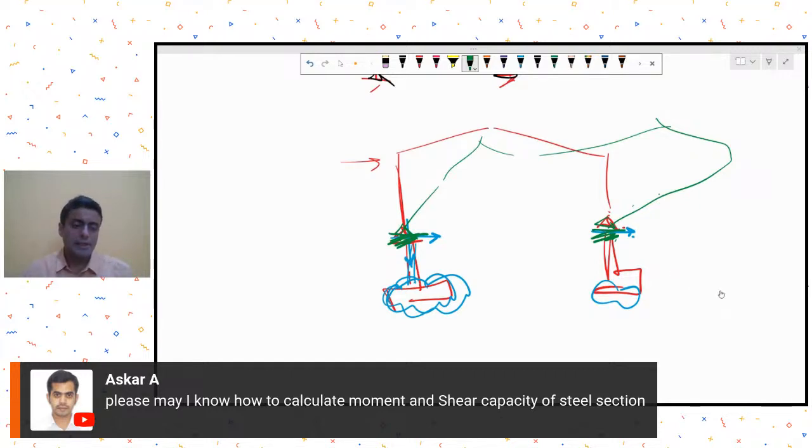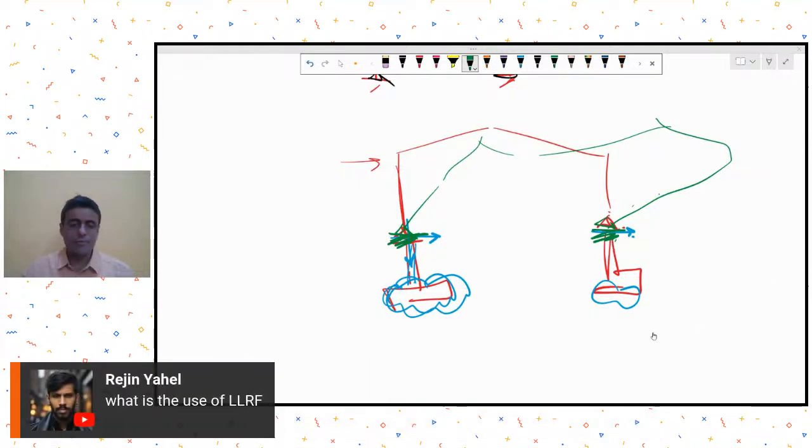Mr. Askar A is asking, please may I know how to calculate moment and shear capacity of steel section? Go to IS 800 2007. There are detailed clauses and provisions given which will help you for calculation of moment and shear capacity.